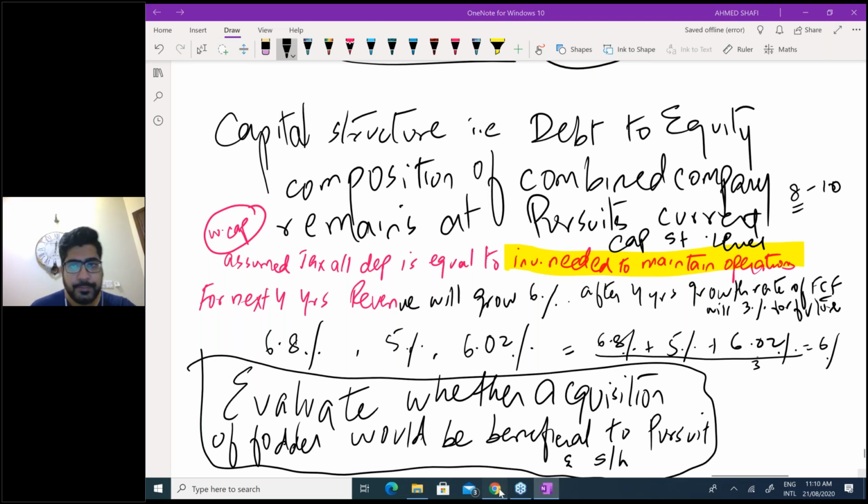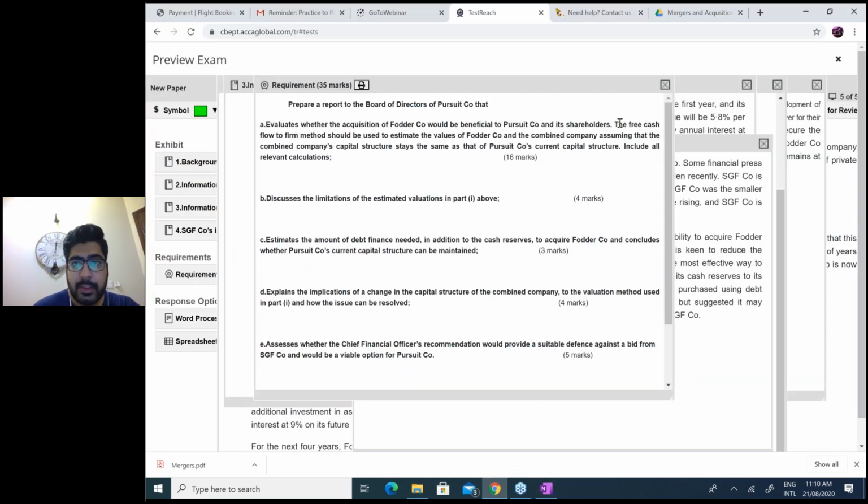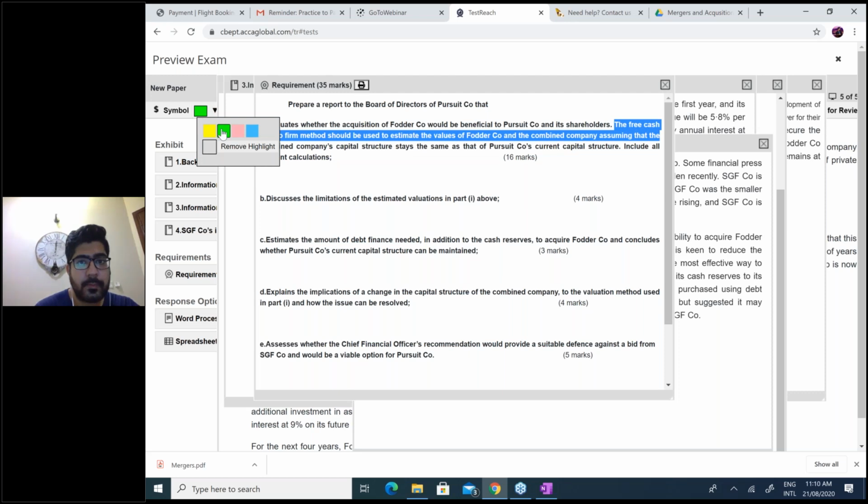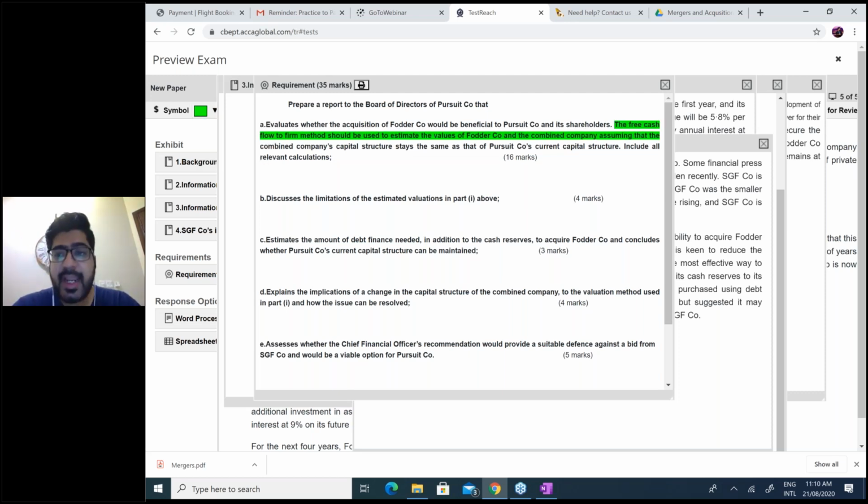Read the requirement. See, the free cash flow to firm method. What is the meaning of free cash flow to firm? Firm is equity or company? Firm is company. Firm means company. The free cash flow to firm, that means the free cash flow to company method, shall be used to estimate values of Fodder and the combined company.